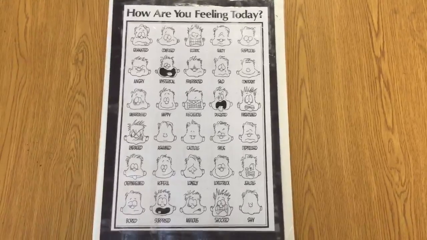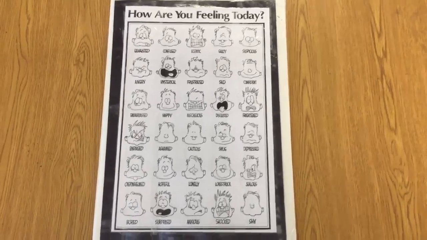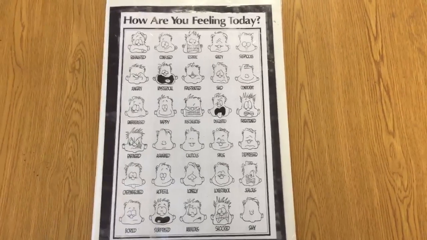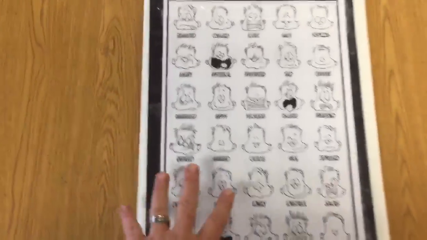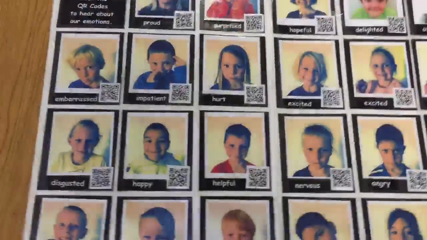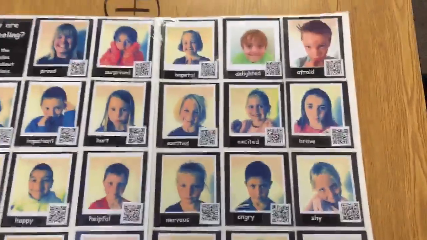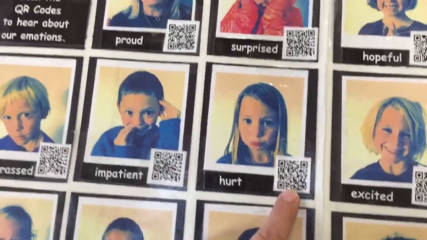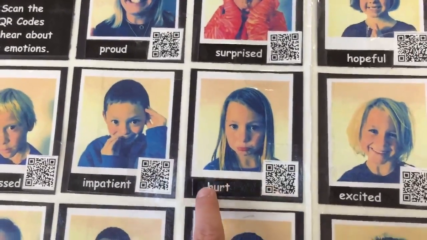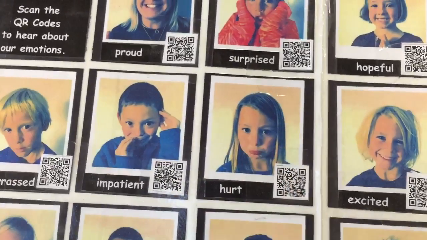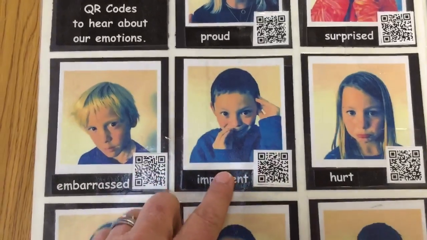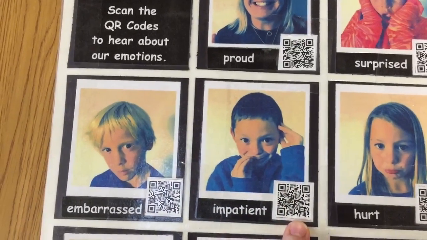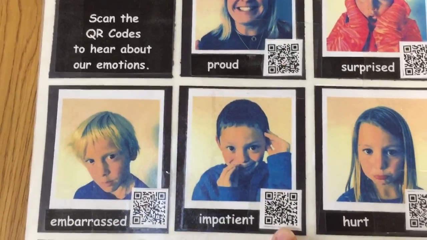Some other applications that work well with QR codes for little learners is emotions, for example. How are you feeling today? So we've been talking about emotions, and each student told me an emotion, for example, hurt, and then she told a story about what it's like to be hurt, and then you could listen to that story that goes with that person. This person showed us a time that he was impatient, so we could click on to here, read this, scan it, and listen to his story as well.